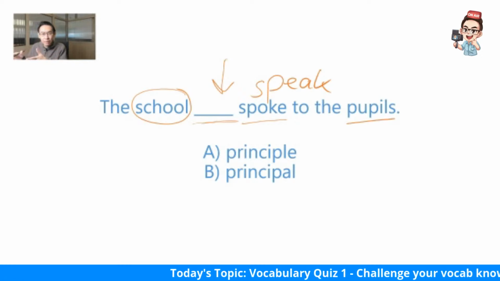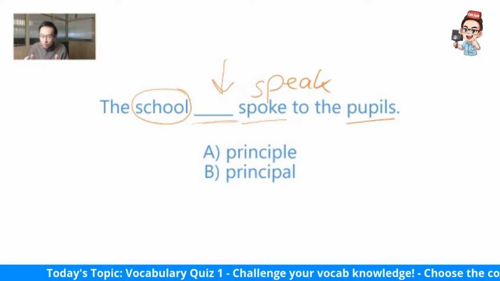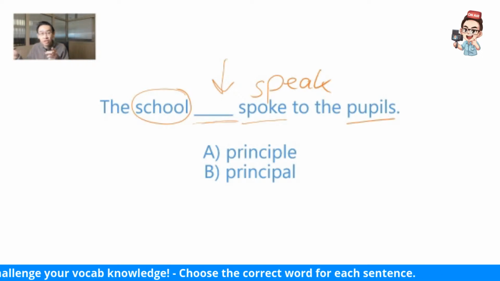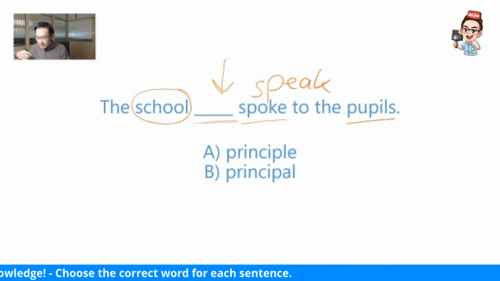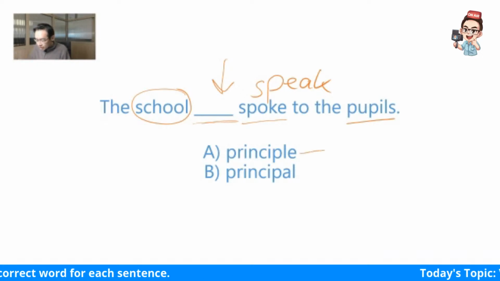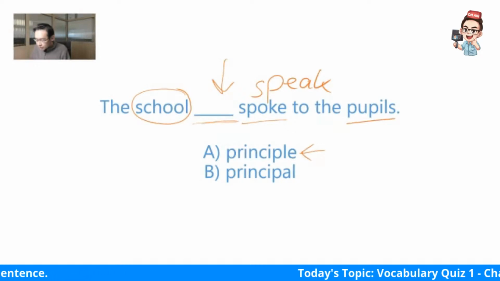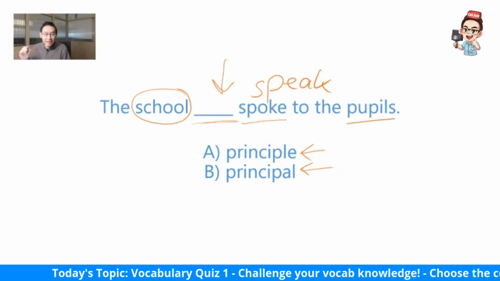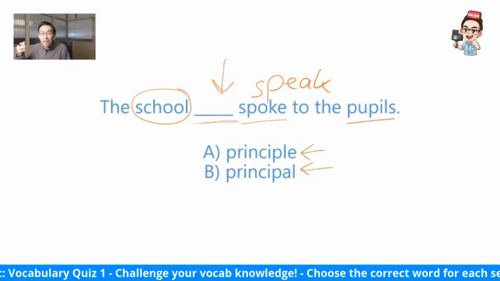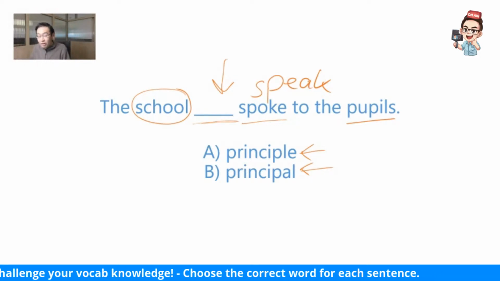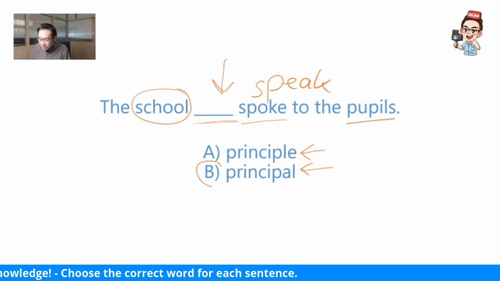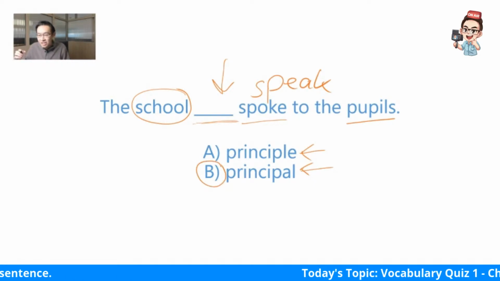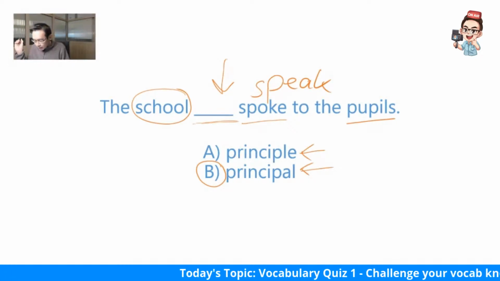We are saying that something in the blank which belongs to the school spoke or said something to the young students, or the pupils. So what's the best answer? Is it principle like this, or principle like this in B? And we have some answers already. So let's show the answer for this question now. Okay, so the correct answer to this question is actually B, all right? So those who answered B, congratulations, all right? Now, why is it B?